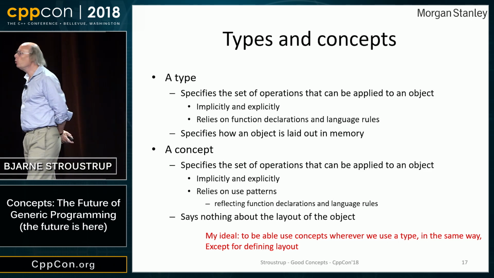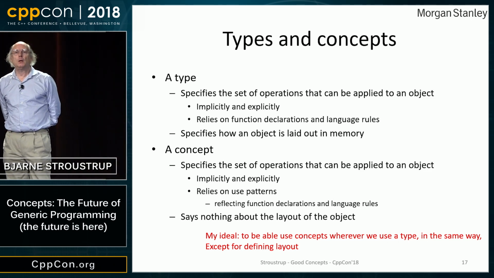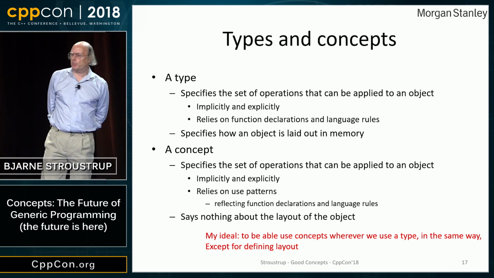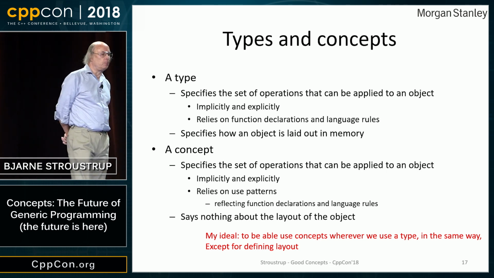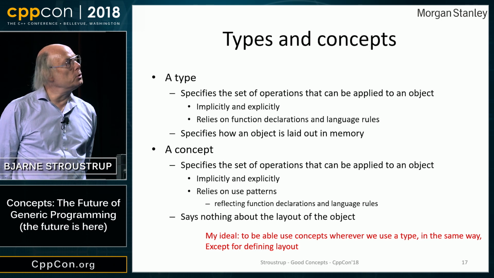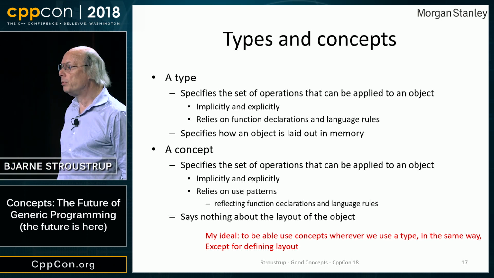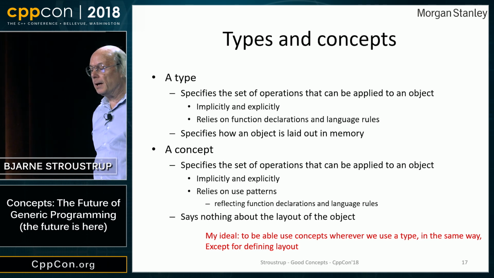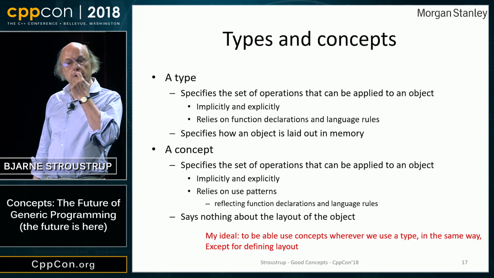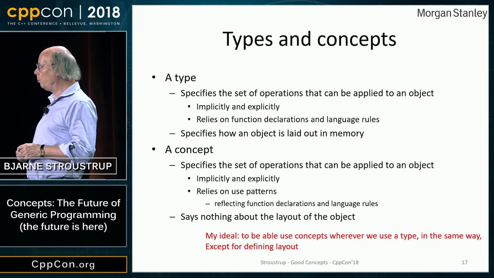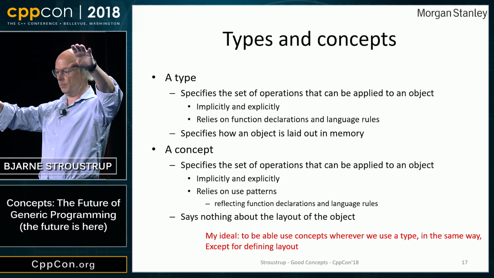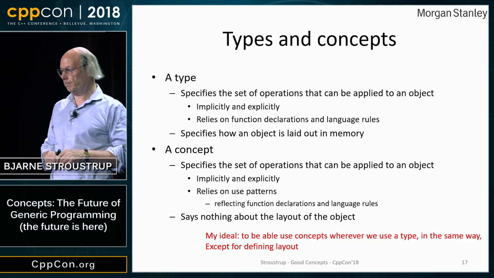So if we look at it, when I want to make ordinary code and generic code the same, I have to think about types. And I have to think about how concepts fit into the type system. A type basically specifies what operations I can use on an object, implicitly or explicitly. It relies on function declarations and language rules to make sure this works. In addition, a type specifies how an object is laid out in memory. So it says what you can do to an object and how you can make the object.